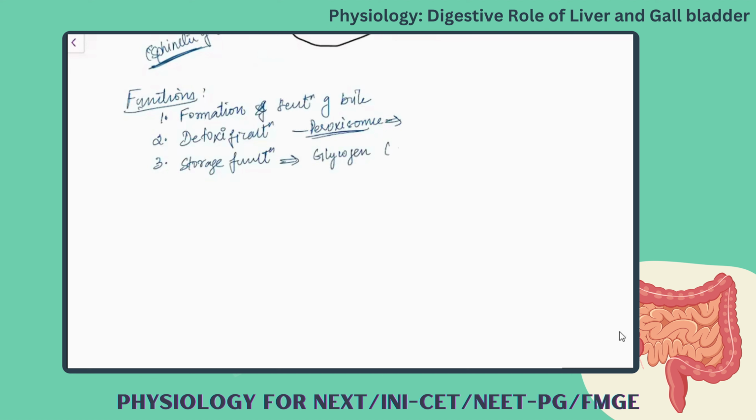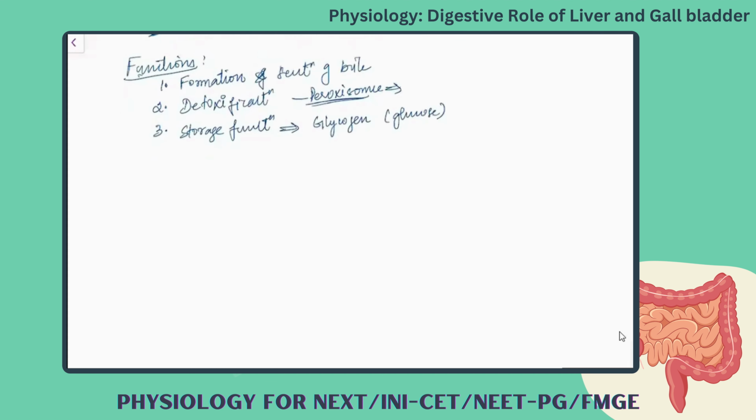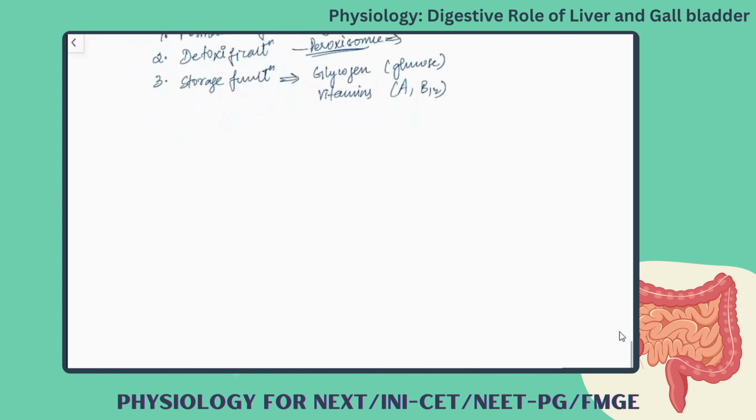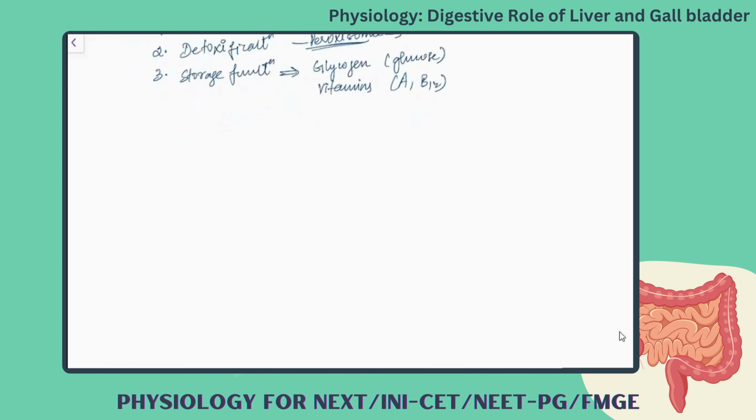Glycogen is the storage form of glucose, and the liver is also storing various vitamins, mainly vitamin A and B12. It is also storing iron. What is the storage form of iron? Ferritin. From where is the iron coming?